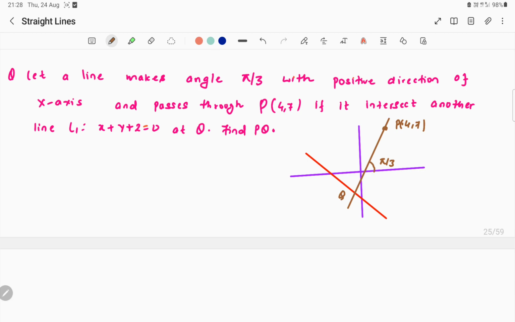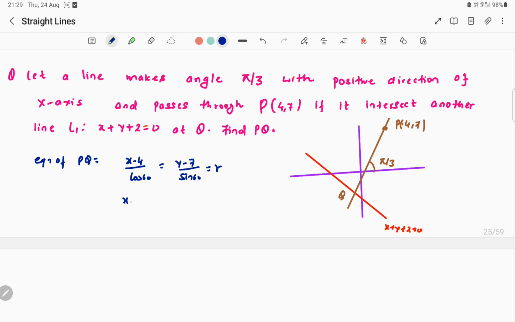So they're asking us to find the PQ value. Is it okay? So one method is, they have given the angle of inclination, they have given us a point, so write the line equation. They have given the other line equation also, x plus y plus 2 equal to 0. Solve those line equations, get the point of intersection and then find the PQ distance. But I can clearly sense that a lot of calculations are involved, so we can use the parametric form. So what again will we write? Equation of PQ will be (x minus 4) by cos 60, (y minus 7) by sin 60 is equal to r.